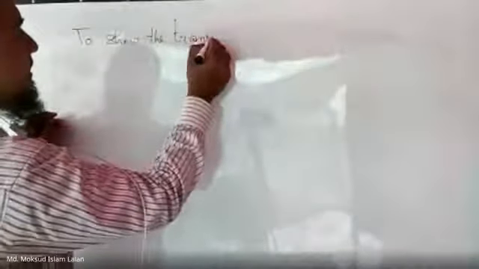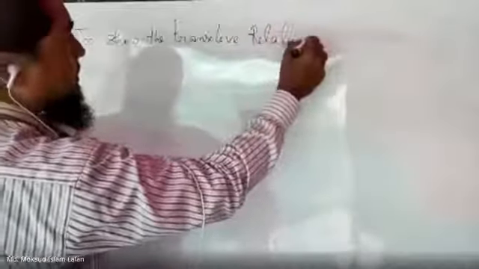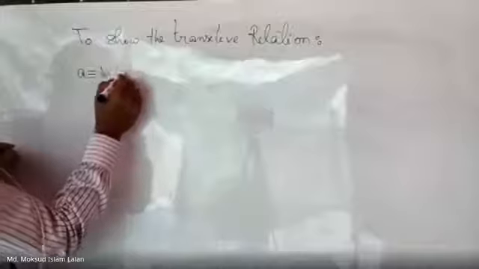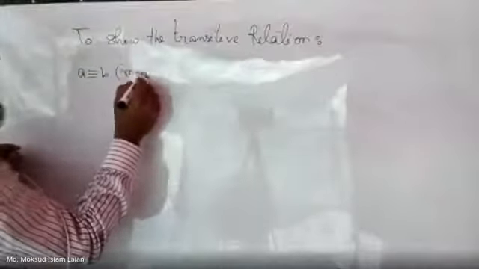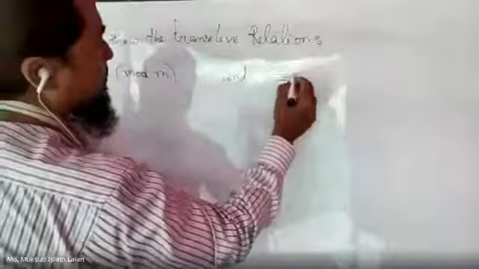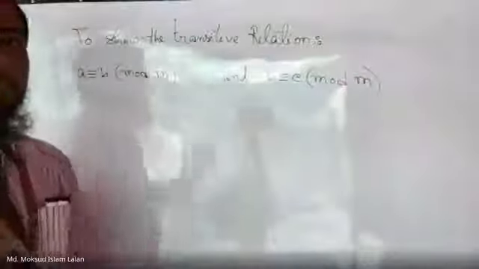To show the transitive relations, what we have to consider, dear student? We have to consider A congruent to B modulo M, right? And B congruent to C modulo M. Are you agree with me?